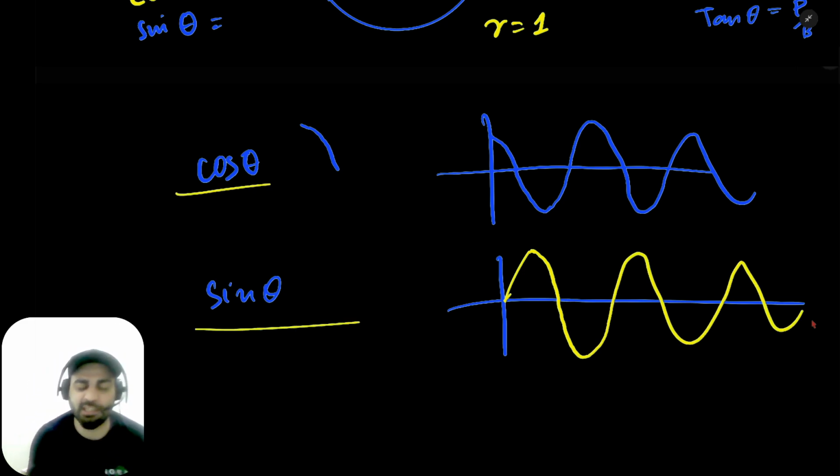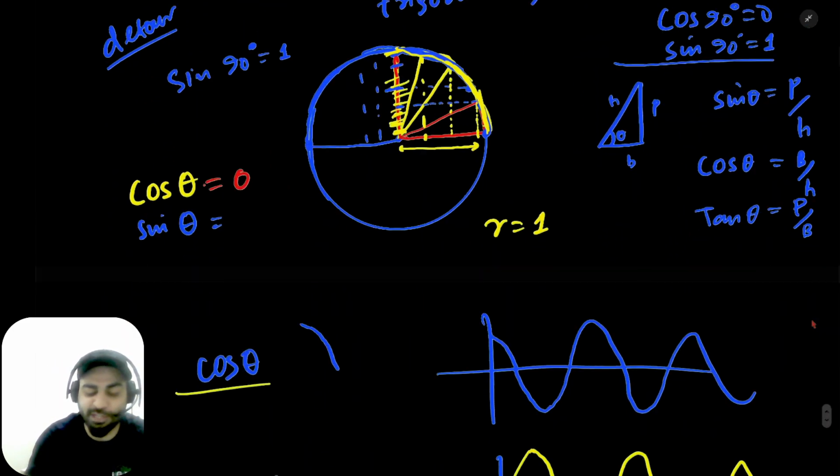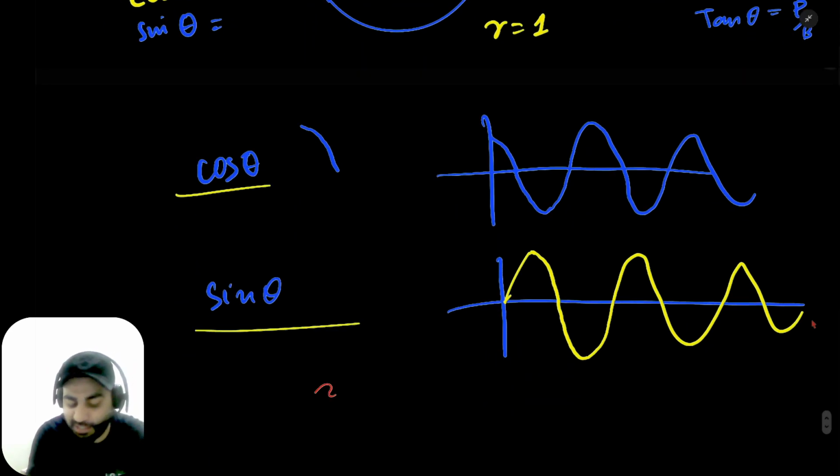Where do we get sine theta and cosine theta from? Yes, sir. Now the homework is the rate of change. Yes, sir. Now you will have to see the rate of change.